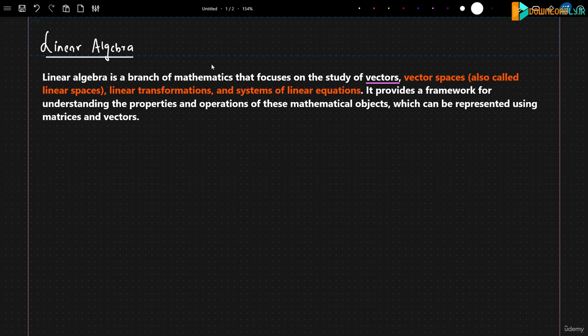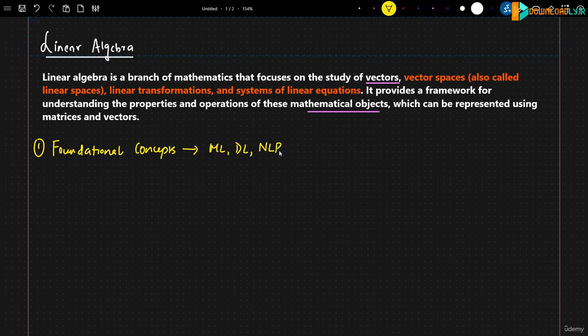So linear algebra is a branch of mathematics that focuses on the study of vectors, vector spaces, also called linear spaces. Then you have some topics like linear transformation. Then you have system of linear equations. It provides a framework for understanding the properties and operations of mathematical objects. Okay, this is really important to understand, which can be represented using matrices and vectors. So specifically in linear algebra, trust me, these are the foundational concepts that you really need to understand if you are studying machine learning, deep learning, right?